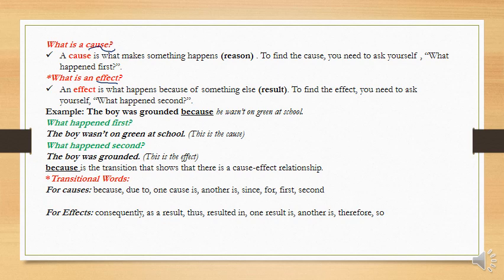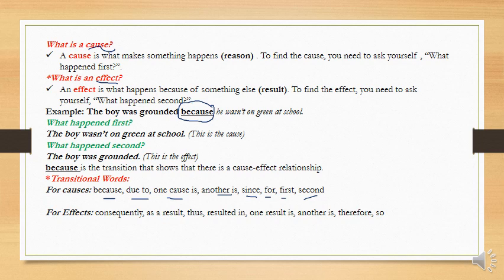Now, as you can see here in this sentence, we have the word because, and the word because here is a transitional word that shows that there is a cause-effect relationship. Now we are going to talk about some transitional words that show causes and others that show effects. Some of the transitional words that show causes are because, due to, one cause is, another cause is, since, for, first, and second. First and second are used to tell two causes or more.